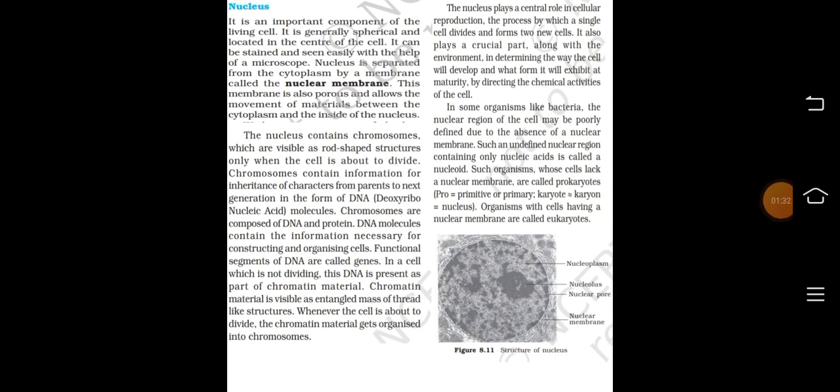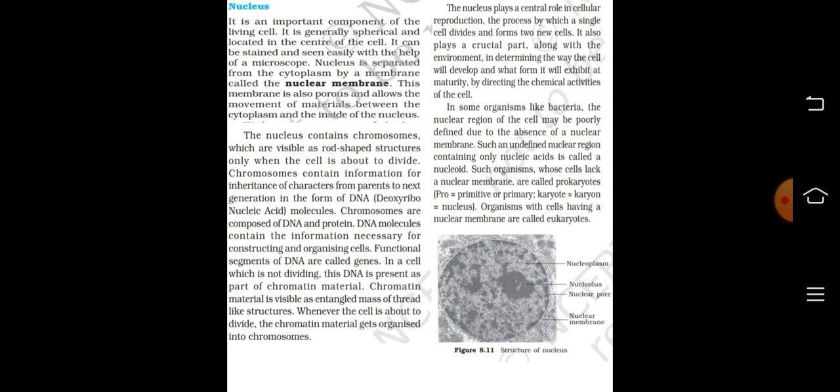Nucleus. It is an important component of the living cell. It is generally spherical and located in the center of the cell. It can be stained and seen easily with the help of a microscope. Nucleus is separated from the cytoplasm by a membrane called the nuclear membrane. This membrane is also porous and allows the movement of materials between the cytoplasm and the inside of the nucleus.